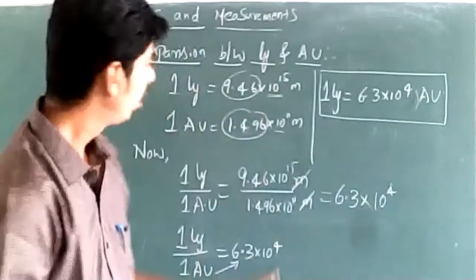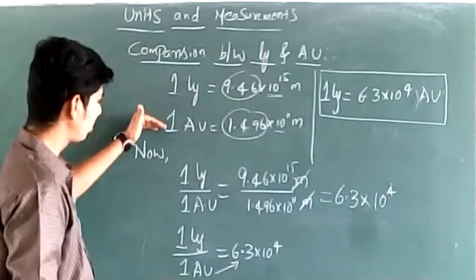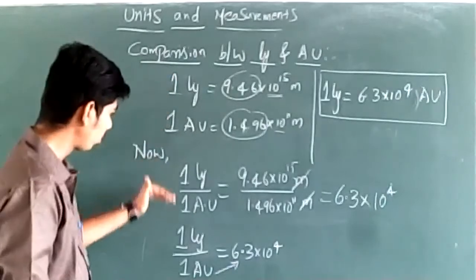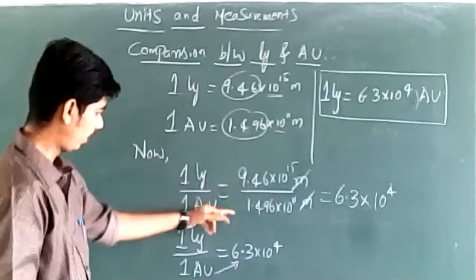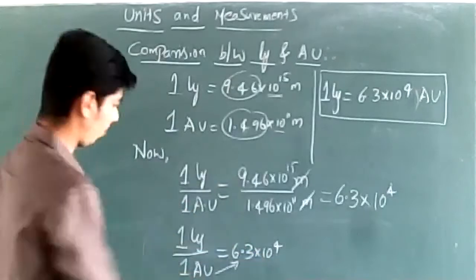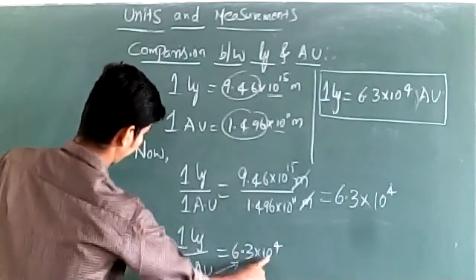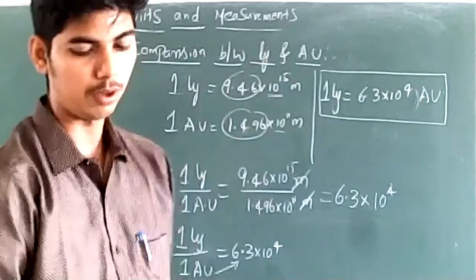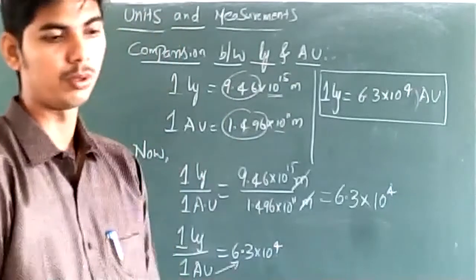ಏನ್ ಮಾಡಬೇಕು? ಲೈಟ್ ಇಯರ್ ಎಷ್ಟು ಬರ್ಕೊಳ್ಳಿ, astronomical unit ಎಷ್ಟು ಬರ್ಕೊಳ್ಳಿ, ಇವೆರಡು ಕಂಪೇರ್ ಮಾಡಬೇಕಲ್ಲ. ಕಂಪೇರ್ ಮಾಡಬೇಕಂದ್ರೆ ರೇಷಿಯೋ ತಗೋಬೇಕು ಅವೆರಡರ ಮಧ್ಯೆ. ಡಿವೈಡ್ ಮಾಡಿ. You will get 6.3 into 10 power 4. ಇದನ್ನ ಈ ಕಡೆ ಮಲ್ಟಿಪ್ಲೈ ಮಾಡಿ, ಕ್ರಾಸ್ ಮಲ್ಟಿಪ್ಲೈ. 1 light year is equal to 6.3 into 10 to the power of 4 astronomical units.